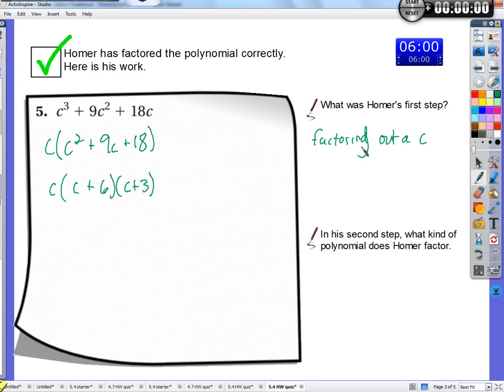So in the second step, what kind of polynomial is this that he factors? It's a quadratic. How do you know it's quadratic? It's in the standard quadratic form, ax squared plus bx plus c. The highest power is 2, it's a degree 2. So yes, that's a quadratic.